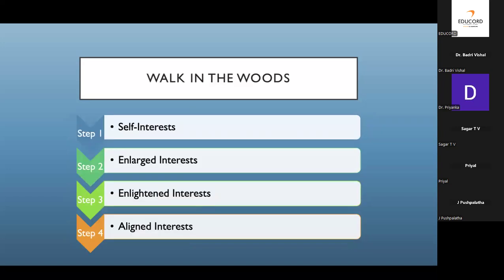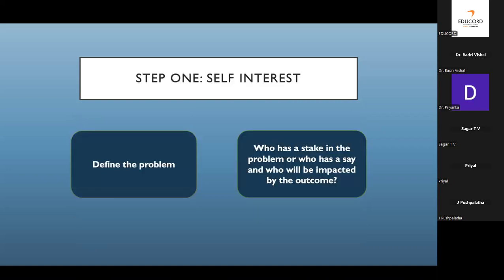Yes, sir. Then coming to the walk in the woods. Walk in the woods is a 4-step procedure with self-interest, enlarged interest, enlightened interest, and aligned interest. In these 4 steps, you will find the solution of the problem. How will you do it? First one is self-interest.